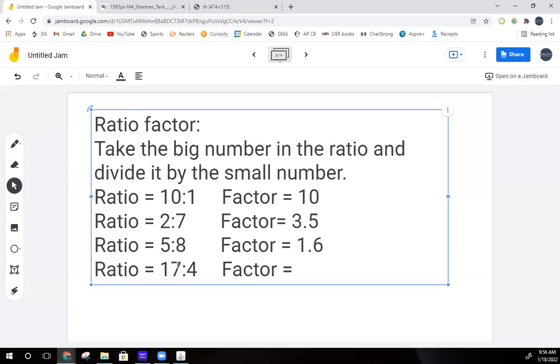Your answer should be something like 4.25. Okay, 4.25. That means that for every one of these, we need 4.25 of these, right? So we need 4.25 times more of the first number than we have of the second number. That is a ratio factor. So again, you divide the big number by the small number, and that gives you your ratio factor.